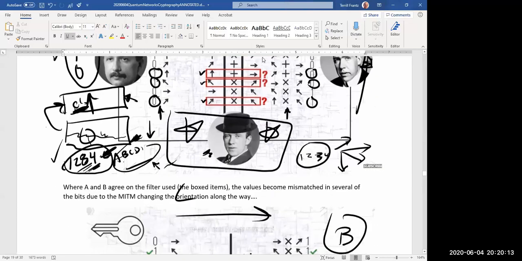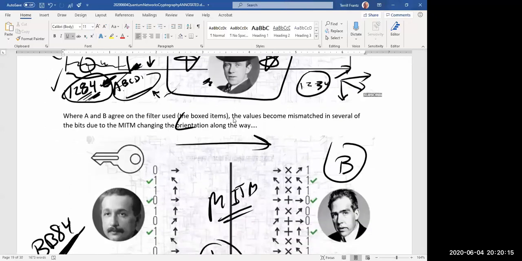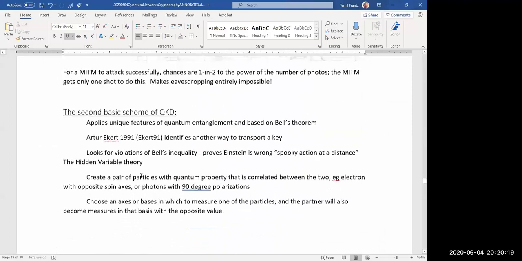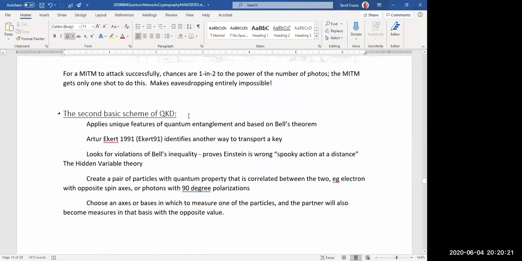So, all right. I'm just going to quickly go through the second scheme. Obviously, I've rambled on too long again, but let me just create some awareness here.